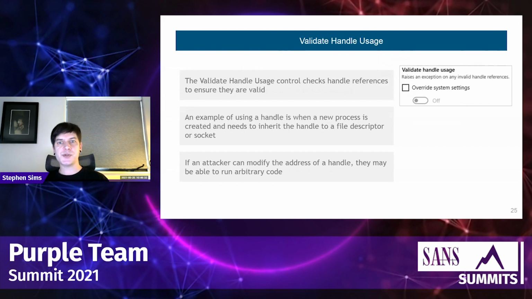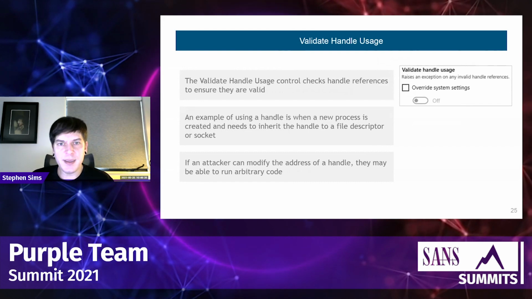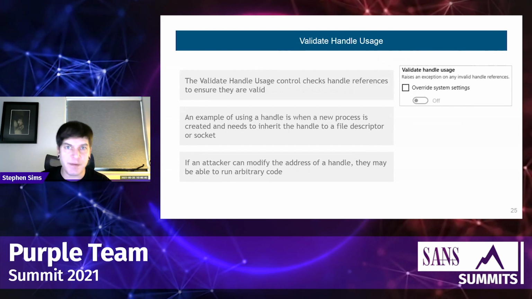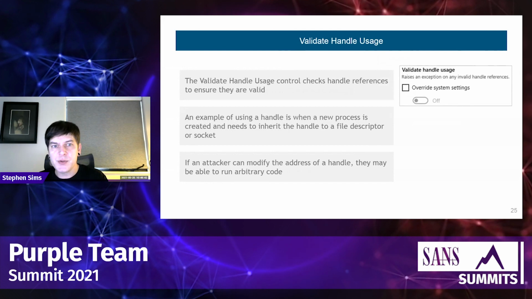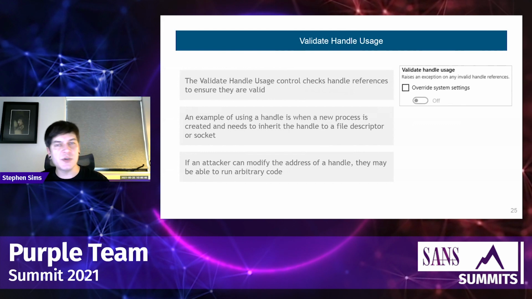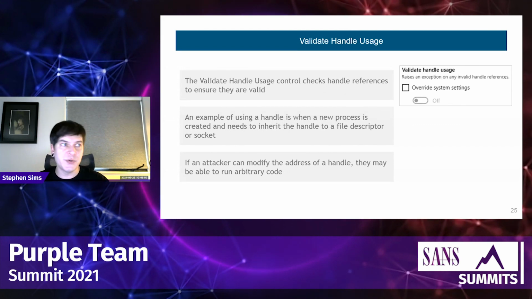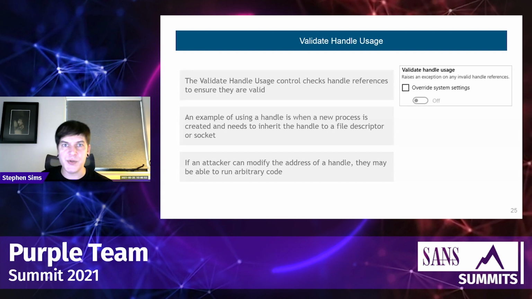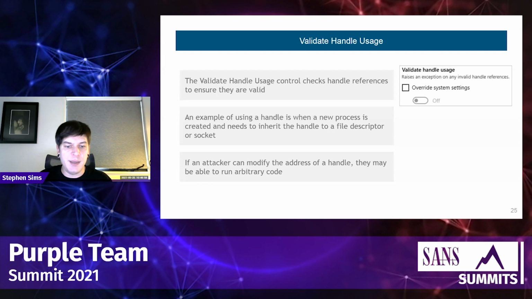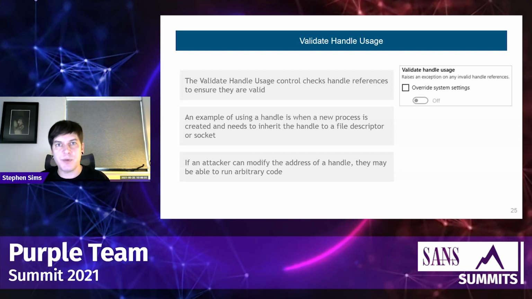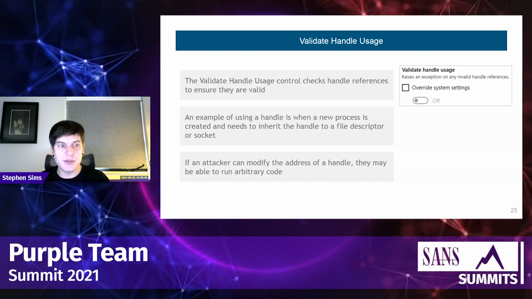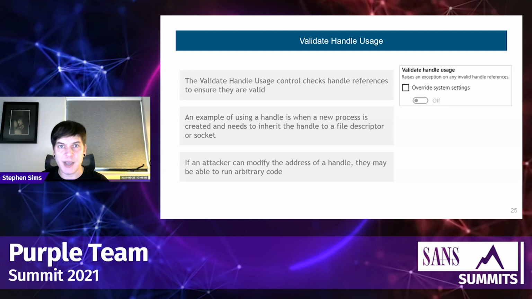So validate handle usage. If you read the first bullet, the validate handle usage control checks handle references to ensure they're valid. The example here says if a new process is created and it needs to inherit a handle to a file descriptor, something that was created elsewhere needs to be passed as a handle to something else. It records the address when the handle is created in the first place, and it gets validated before it gets passed, to make sure that it's still accurate, it hasn't been modified.